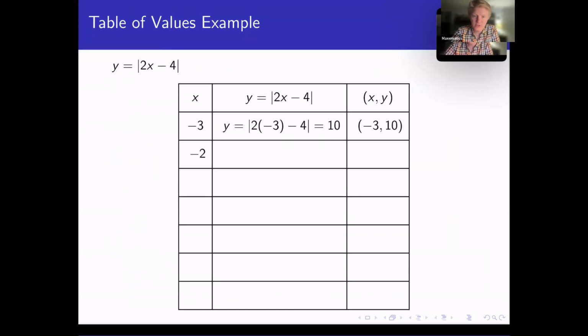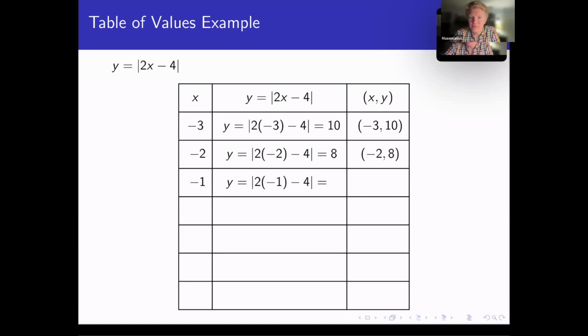Let's plug in -2. 2 times -2 is -4. -4 minus 4 is -8. The absolute value of -8 is +8. Please be careful. Don't use absolute values too early. Simplify the inside before you take the absolute value of anything. So we have (-2, 8) as a point.